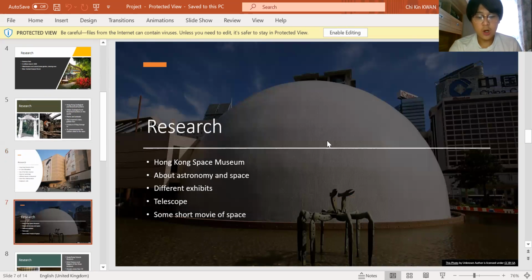The other site is the Hong Kong Space Museum. This museum is about astronomy and space. In the museum, there are different exhibits for visitors to see, such as telescopes. This museum is mainly used for education. It also has some short movies to watch that explain the introduction and information of space.